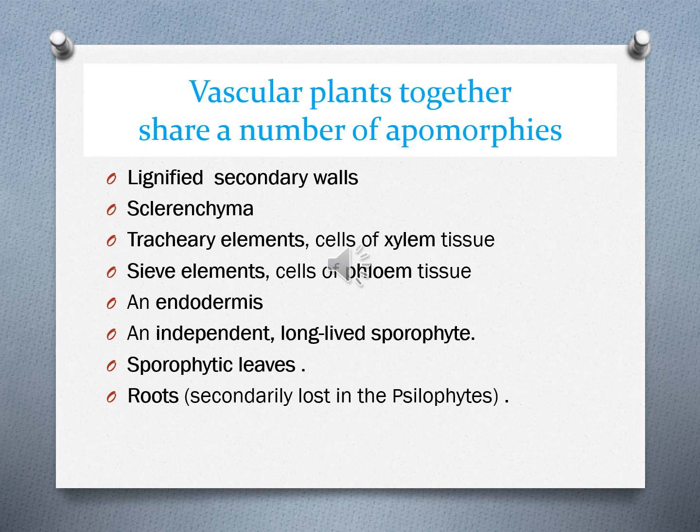Pteridophyta, gymnosperms, and angiosperms have vascular tissues, and they are known as vascular plants. These vascular plants together share a number of apomorphies. They have lignified secondary walls, sclerenchyma, xylem and phloem, endodermis, independent long-lived sporophyte, and roots.